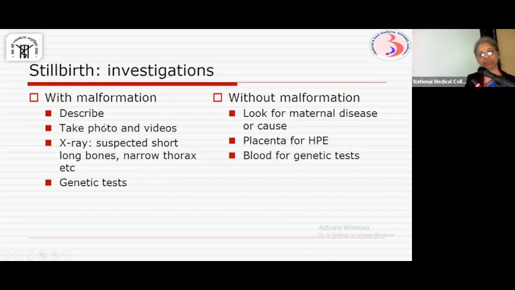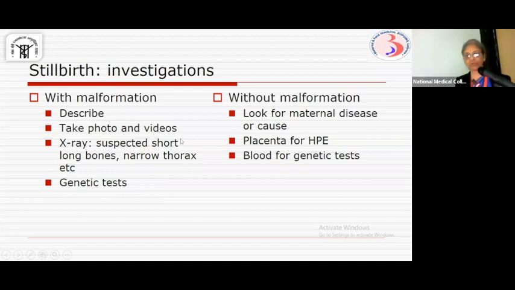So we need to take our photograph if we see a malformation. And an X-ray, specifically when you think the long bones are short. How do you expect the long bones are short? You keep the hands straight. If it is going up to mid-thigh, then it's normal. If it is less than mid-thigh, reaching only up to the pelvis, these are short long bones. Take an X-ray and keep it, so you can prove yourself. With a narrow thorax, these babies may succumb, so you can have an X-ray of this.